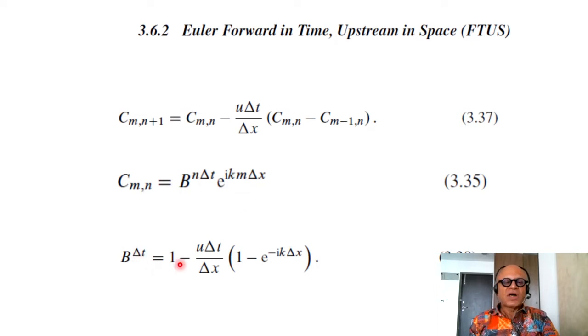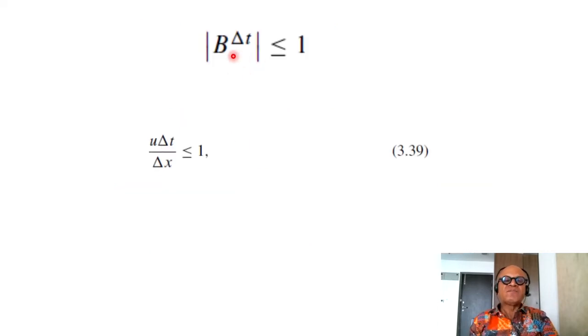B delta t here is 1 minus u delta t over delta x times 1 minus e to the minus I k delta x. Well, this is easy enough. This is going to be positive if this is positive, because this is always less than 1, and this is going to be positive. So if this is positive, then this is going to be less than or equal to 1. So the condition that the magnitude of b delta t be less than or equal to 1 is satisfied if the CFL criterion, u delta t over delta x less than 1, is satisfied.